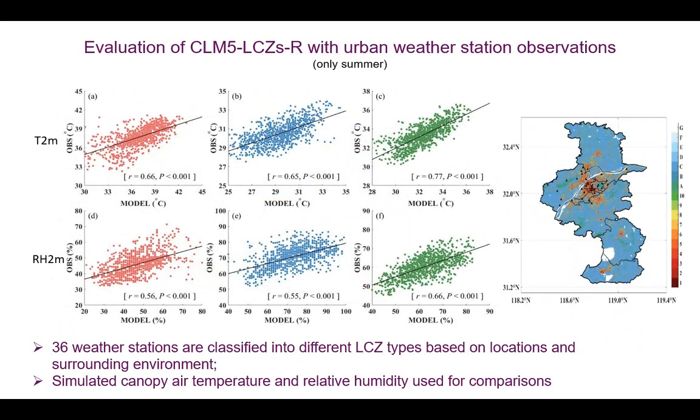For the regional simulation, the third case covers the whole Nanjing district area, and we used 36 weather stations. We classified them into different local climate zone types based on their location and the surrounding area, and compared the simulated canopy air temperature and relative humidity with the observations. The results show they agree relatively well.